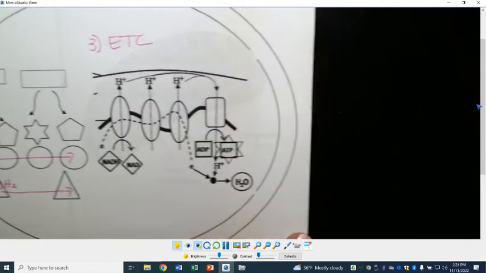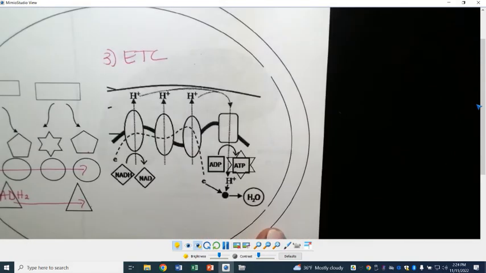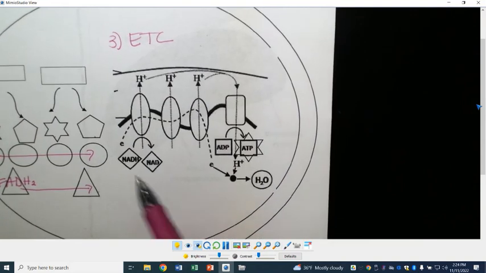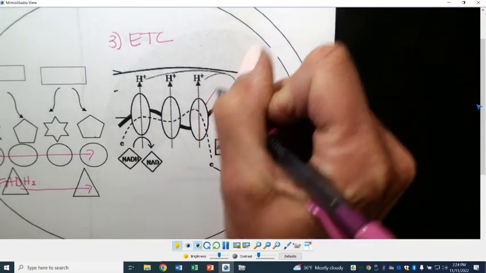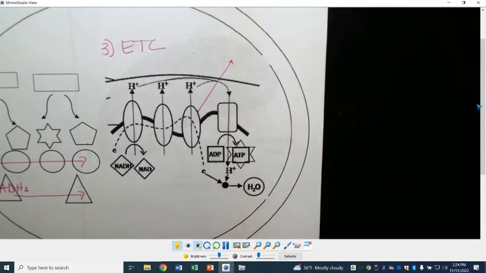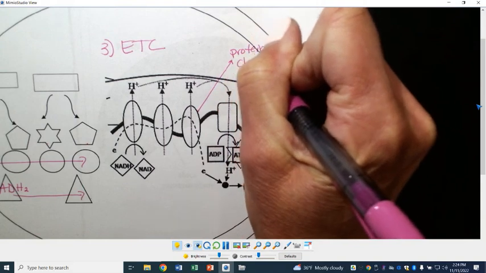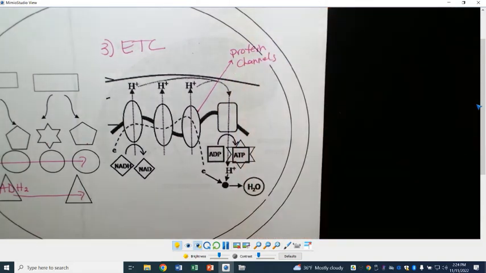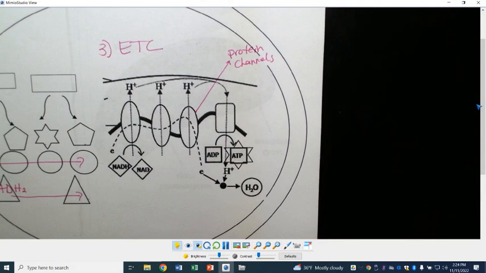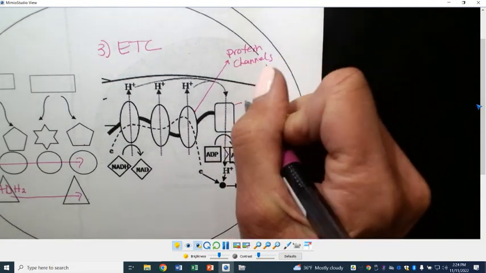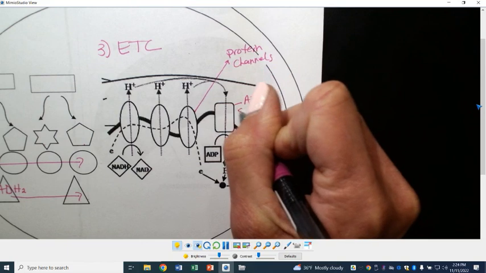Okay? So the electron transport chain, we are still inside of the mitochondria. We're just in the little membrane on the outside of it. Okay? So a few things in this diagram. These little ovals, these are protein channels. They're like little tunnels, or very similar to what was in the cell membrane. This guy right here, this is an enzyme. His name is ATP synthase.